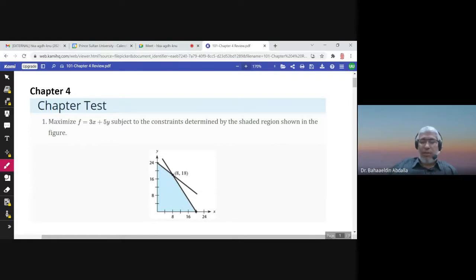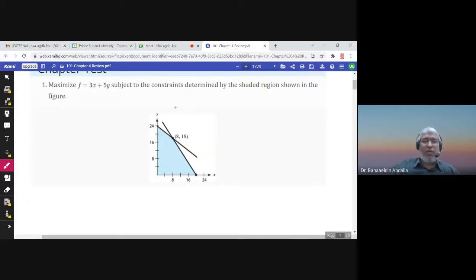This is review exercises about chapter 4, or if you want to call it chapter test. The first question: maximize the function f subject to the constraints determined by the shaded region shown in the figure. So we can see from the graph that there are two lines, and x is greater than or equal to 0 and y is greater than or equal to 0. And he gave us the intersection point between the two lines, 8 and 18.